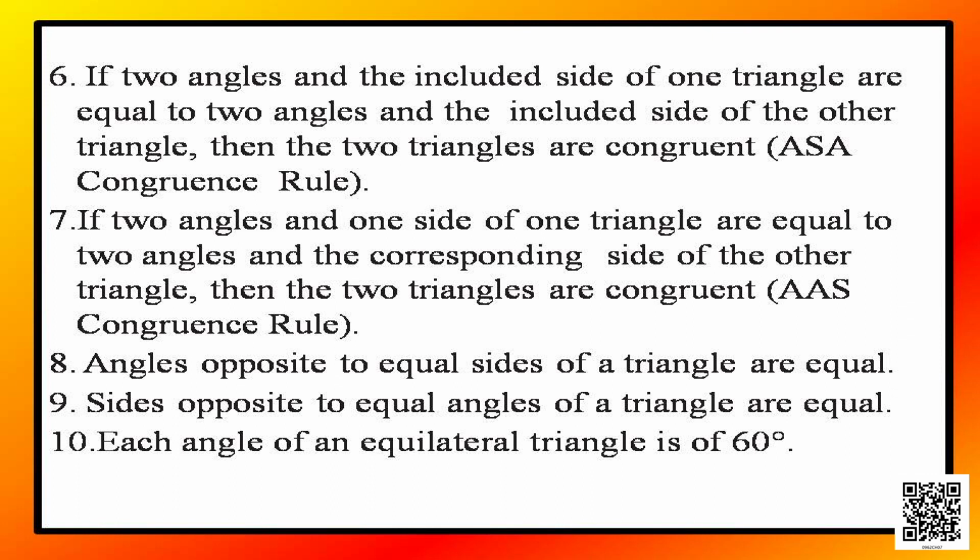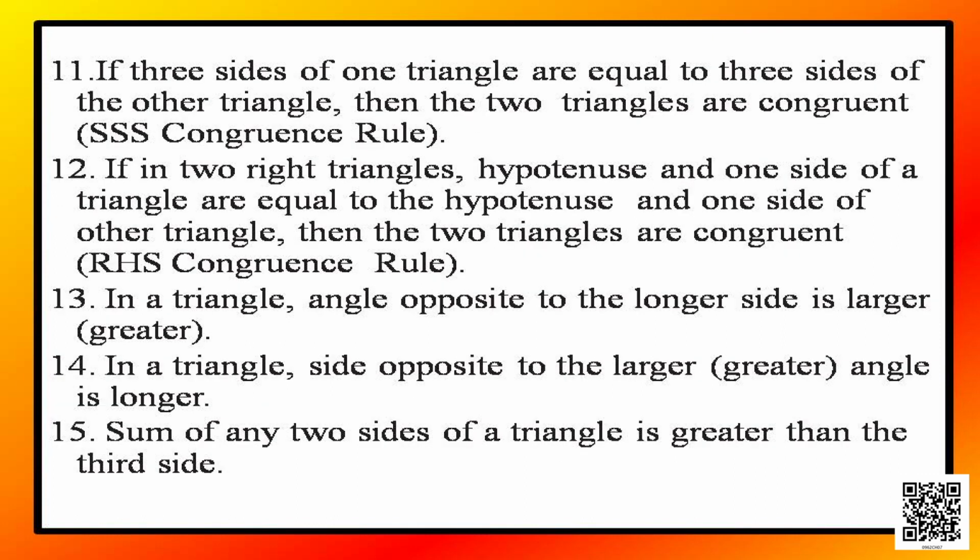7. If two angles and one side of one triangle are equal to two angles and the corresponding side of the other triangle, then the two triangles are congruent by AAS congruence rule. 8. Angles opposite to equal sides of a triangle are equal. 9. Sides opposite to equal angles of a triangle are equal. 10. Each angle of an equilateral triangle is of 60 degree. 11. If three sides of one triangle are equal to three sides of the other triangle, then the two triangles are congruent by SSS congruence rule.